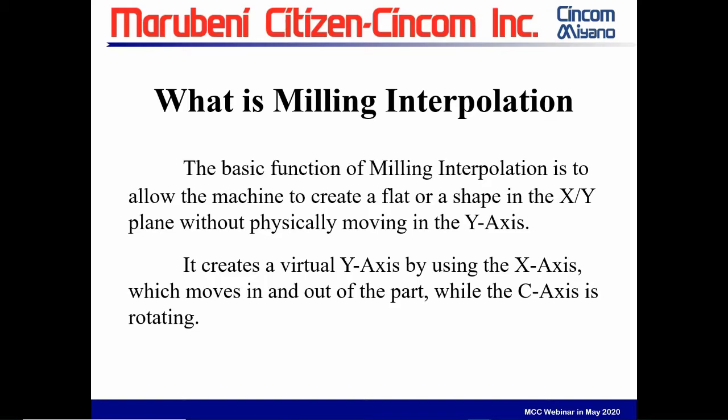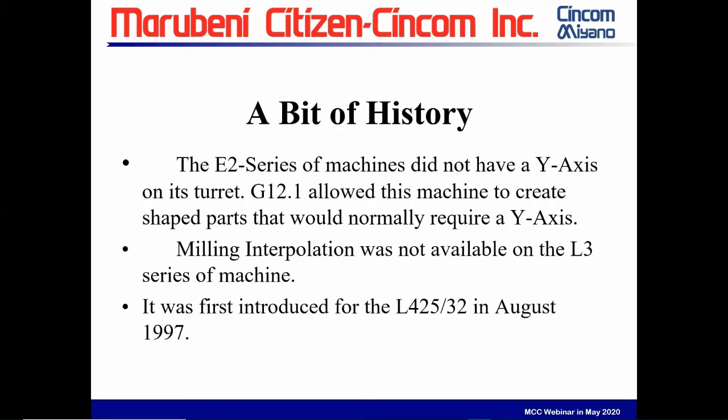A little bit of history on it before I get too heavy in there. The E2 series machines did not have a Y-axis, and this is going back to around 1992. G12.1 allowed the E2 series machine to create shaped parts that would normally require a Y-axis, because it did not need to move in the Y-axis plane by utilizing G12.1.